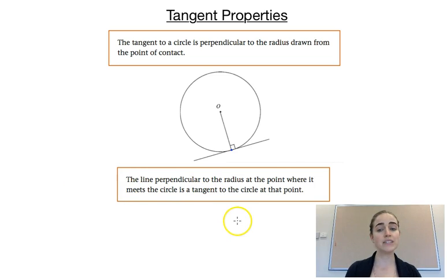Now the converse of that is also true. So the line perpendicular to the radius at the point where it meets the circle is tangent to the circle at that point. So if we draw a radius and then through that point of contact we draw a perpendicular line, then that perpendicular line is going to be a tangent. So let's have a look at what that looks like.